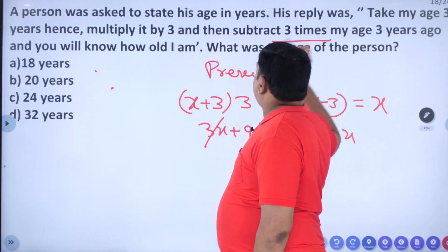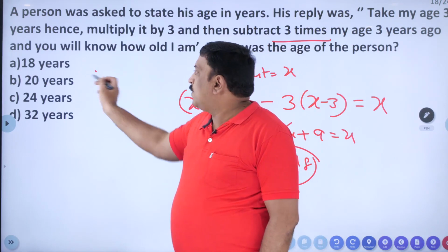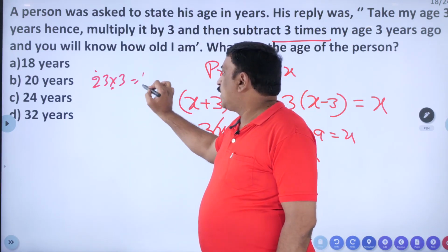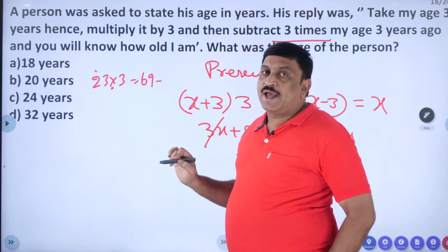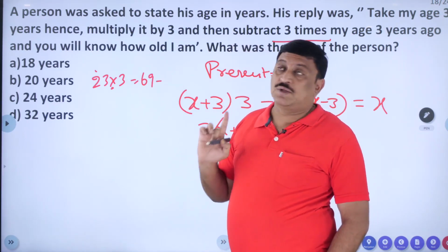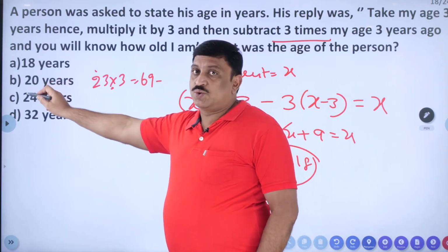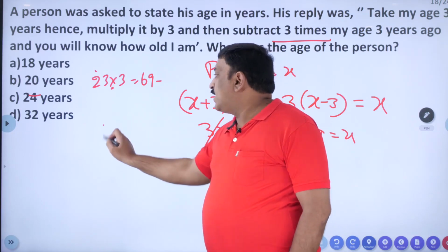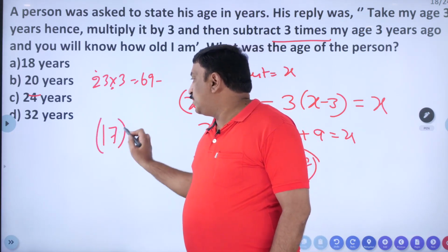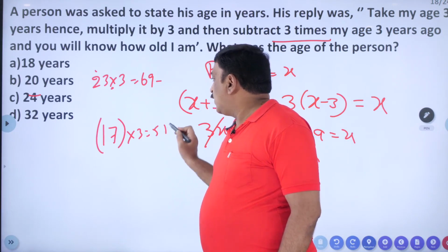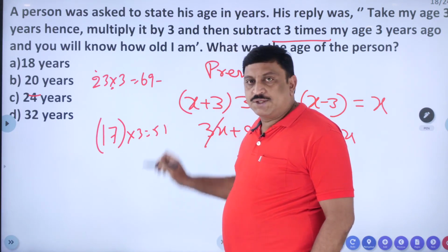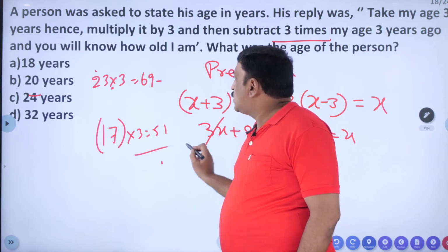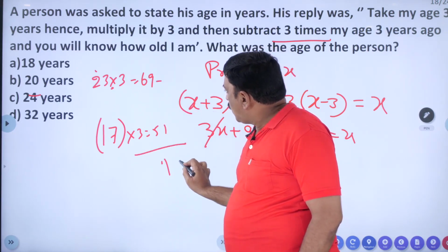Let us start. So take my age 3 years hence, 20 plus 3, 23. Multiply it with 3. That means 69. Remove from it 3 times my age 3 years ago. 3 years ago it is how much? 20 minus 3 means 17. That 17, how many times? 3 times. This is 51. So this should be subtracted from this 69. So 69 minus 51, how much? That is 18.